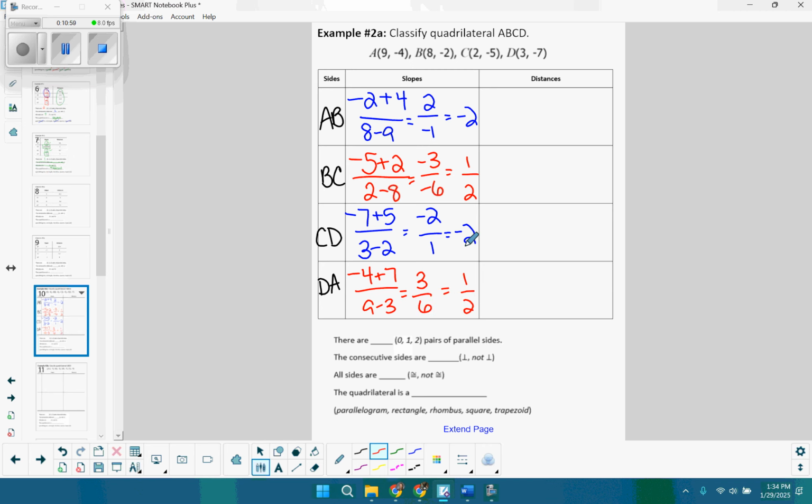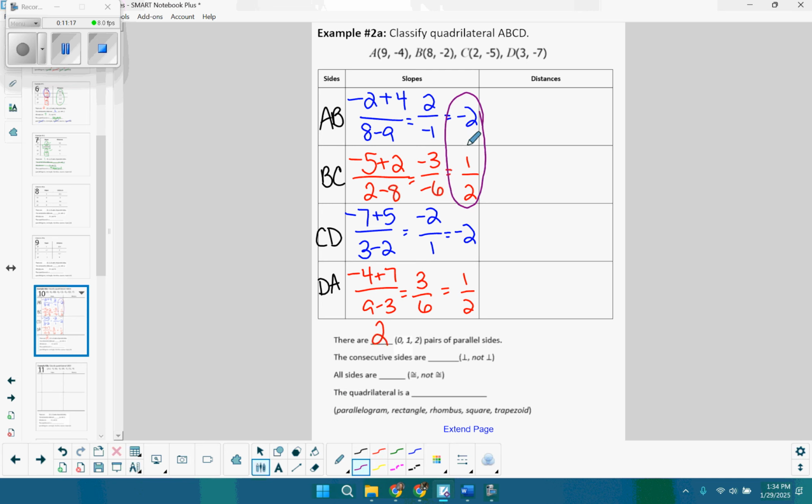So we had one pair of parallel sides, and now we got 1/2 and 1/2. So we have two pairs of parallel sides in my picture. That means I do want to answer the next two questions, the first of which is asking about consecutive sides.